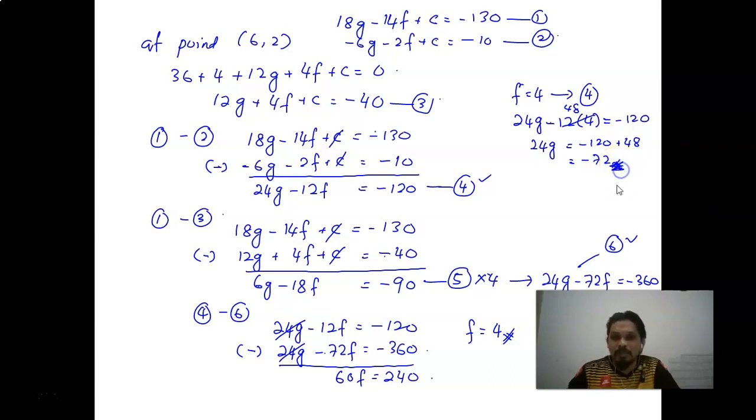And no, not answers yet. So then g equal to negative 72 divided by 24, which is equal to negative 3. There you go. So, f equal to 4, g negative 3, then substitute into equation 1 or 2 or 3, either one. Okay.